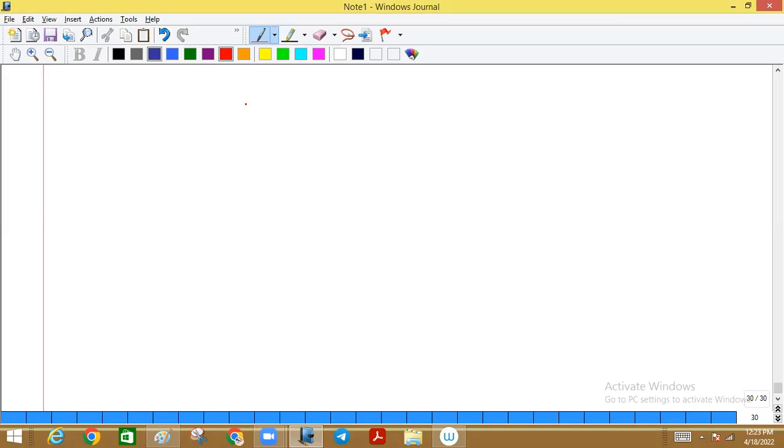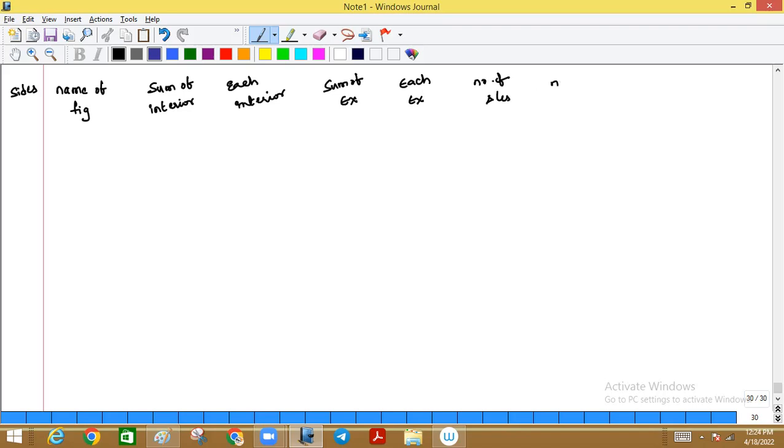Take your complete page into landscape mode and write down: number of sides, name of the figure, sum of interior angles, each interior angle, sum of exterior angles, each exterior angle, number of triangles, number of diagonals.